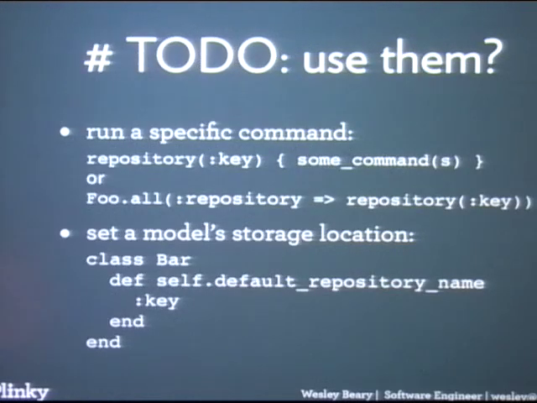So in terms of actually using it, there are a couple different ways. The first one is if you run the repository command with a key as a symbol, you can pass a block, and whatever's inside of the block gets run within the context of the repository that you're calling it with. That can be really useful in one-off cases if for some reason you want to do one particular command within a database. I haven't found that I need to do that very often.